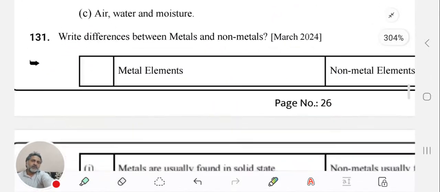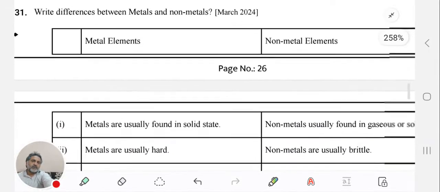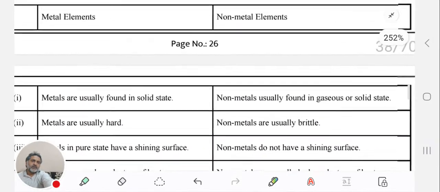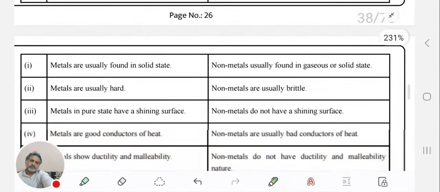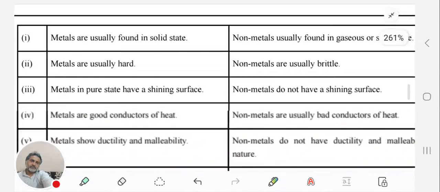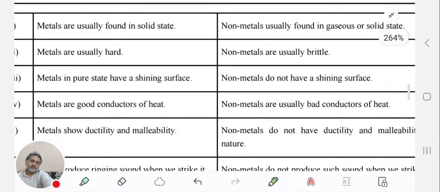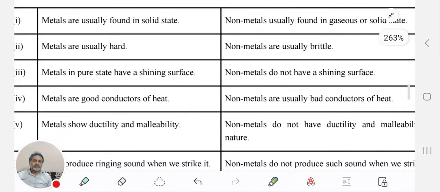131. Write the difference between metals and non-metals. Metals are usually found in solid state. Non-metals are usually found in gaseous or solid state. Metals are usually hard. Non-metals are usually brittle.